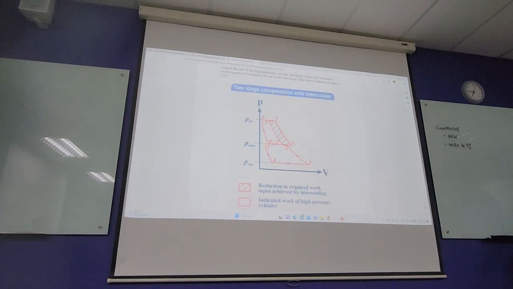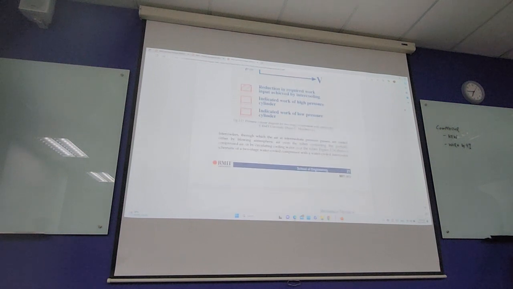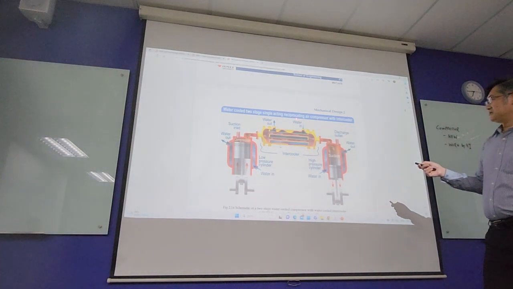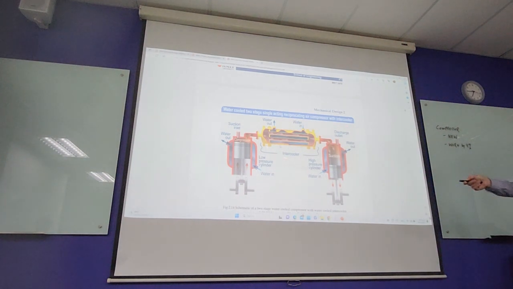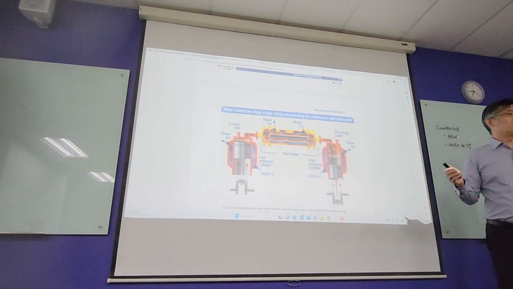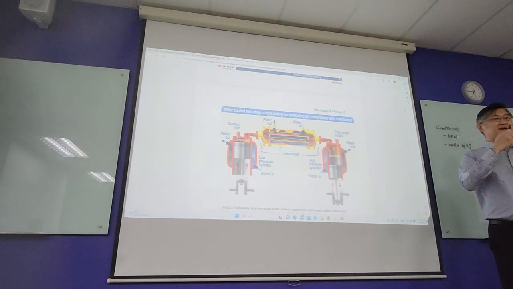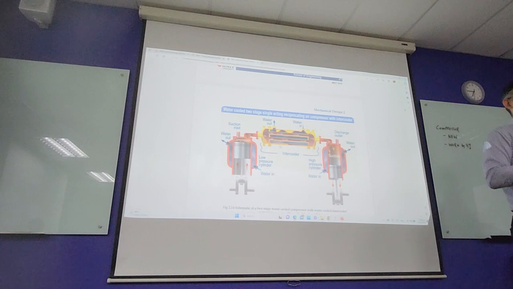So we talk about two-stage compression. You have this chart. And this is what we do for the project: a water-cooled two-stage single acting reciprocating air compressor with intercooler. Last week, do you still remember what type of cooler that we use? After cooler. Last week we discussed; you have to go back. Did you go back and do some research? I actually posted the after cooler and compressor activity. Did you take a look at it on Canvas?